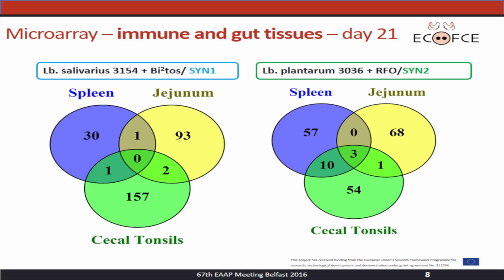tissues. And as you can see, just looking at the numbers of the genes which were differentially expressed, the highest number of genes which was changed upon the symbiotic stimulation was in cecal tonsil for the symbiotic 1. The symbiotic 2 in general was less efficient in terms of changing the gene expression.